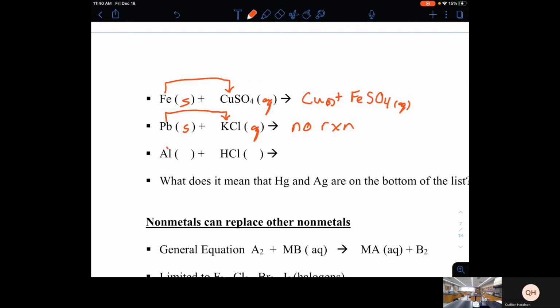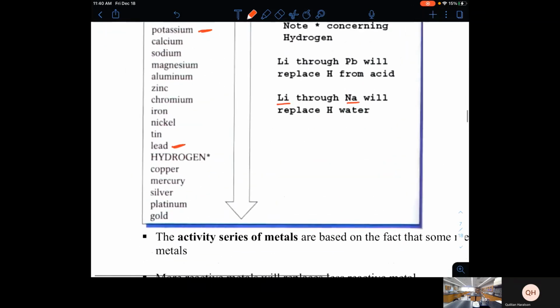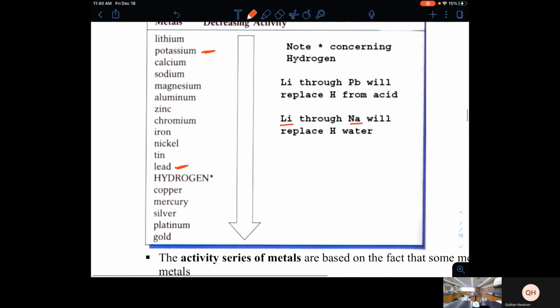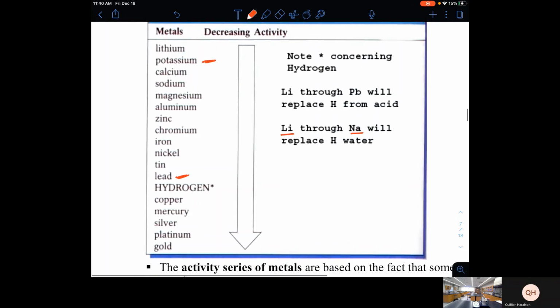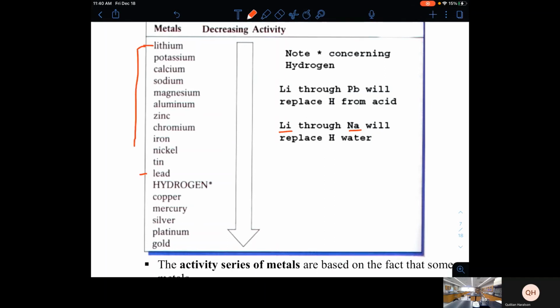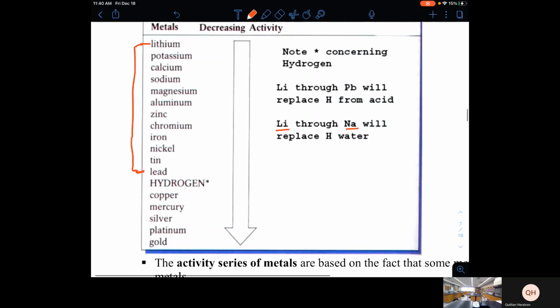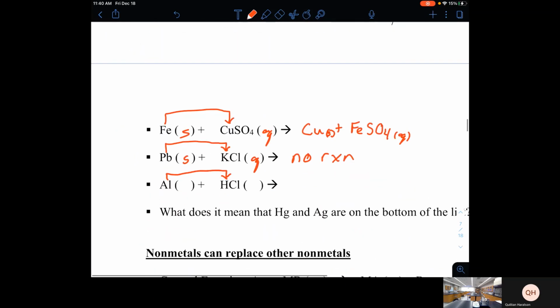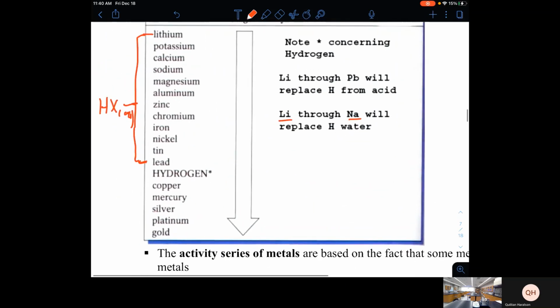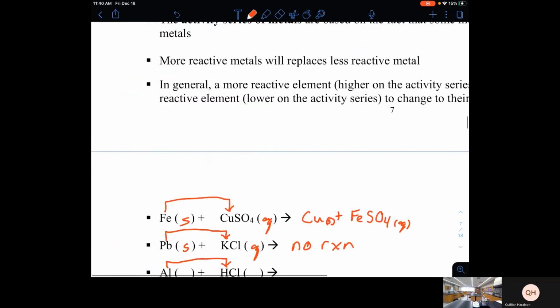The next one we got aluminum, and aluminum wants to bump off the hydrogen inside of that acid. And let's see, we said if it was an acid, we said that lithium all the way through lead was capable of bumping off the hydrogen in the acid. So in this case, we're looking at aluminum, and if you look at aluminum, hey, aluminum falls right here. So yes, it is capable of bumping off the hydrogen in the acid.